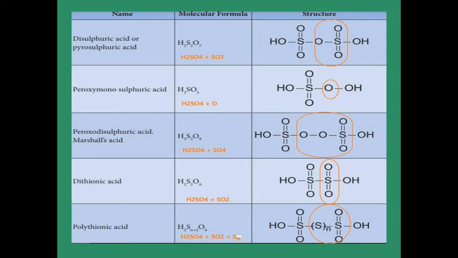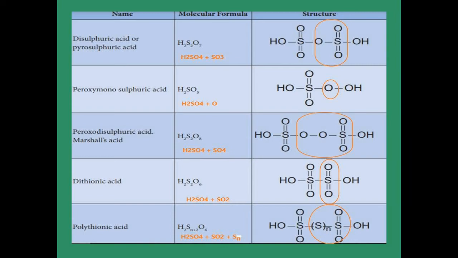The next one, dithionic acid, formula is H2S2O6. We can consider this as sulfuric acid along with sulfur dioxide. So you have to put the sulfur dioxide in between the structure of sulfuric acid. I indicated sulfur dioxide in orange color. How can we put it? In the sulfur dioxide, the sulfur contains two oxygen with double bonds.